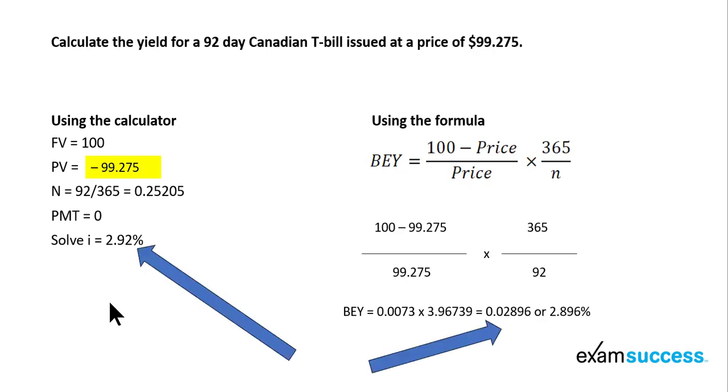2.92. I mean, this is very close to using the formula. So you can choose which method works for you. I always like using the formula because in this case, I think it's easy to remember.